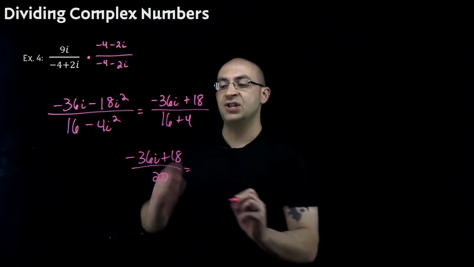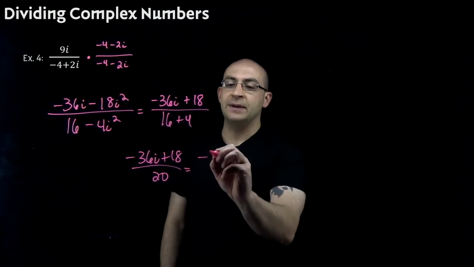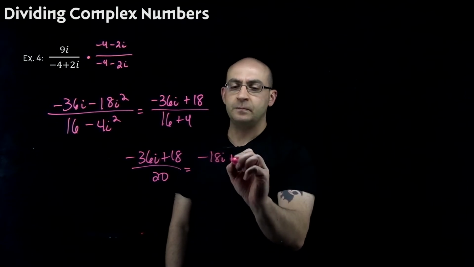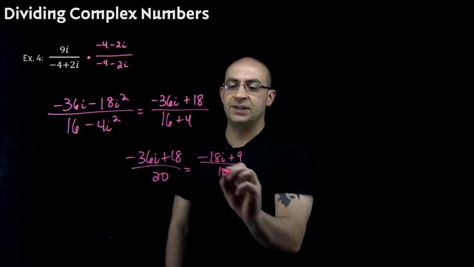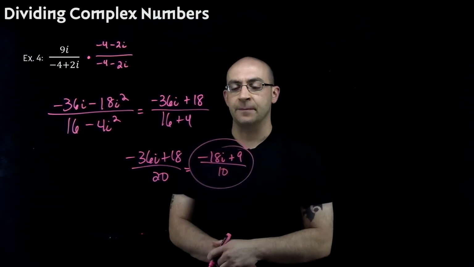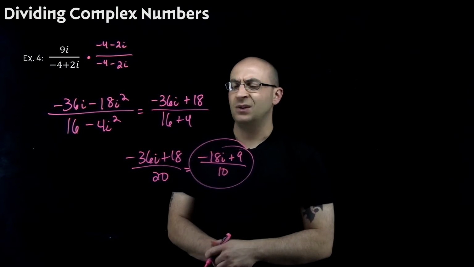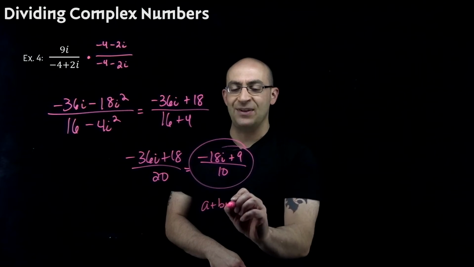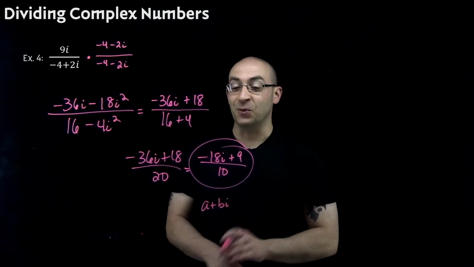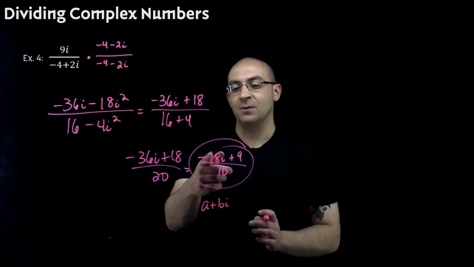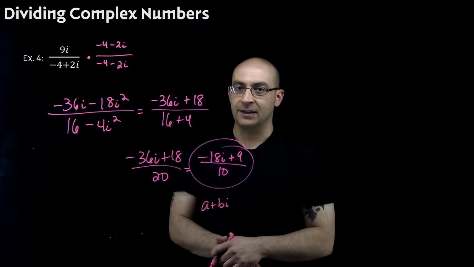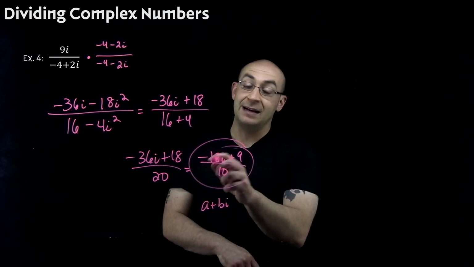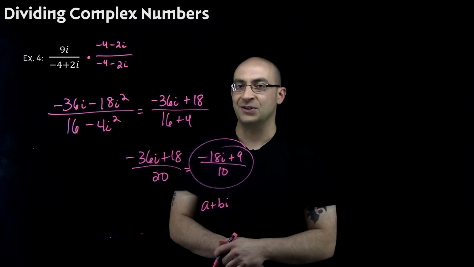So if I divide 2 out of all three of these terms, I'm going to get -18i plus 9 over 10. And that's actually my final answer. Now you might be saying to yourself, what happened to the a plus bi form? Remember, that's the form we want to keep things in? Well, that kind of goes out the window when we have a denominator. So this actually is a very appropriate answer. If you switched it and made it 9 minus 18i over 10, that works too.